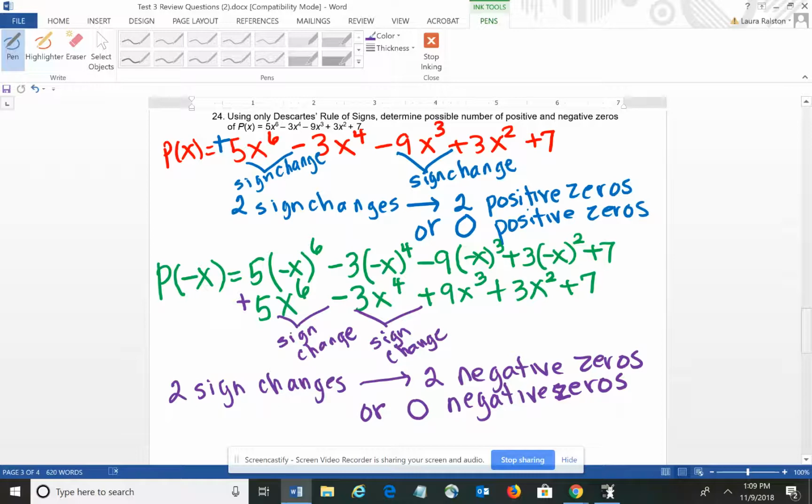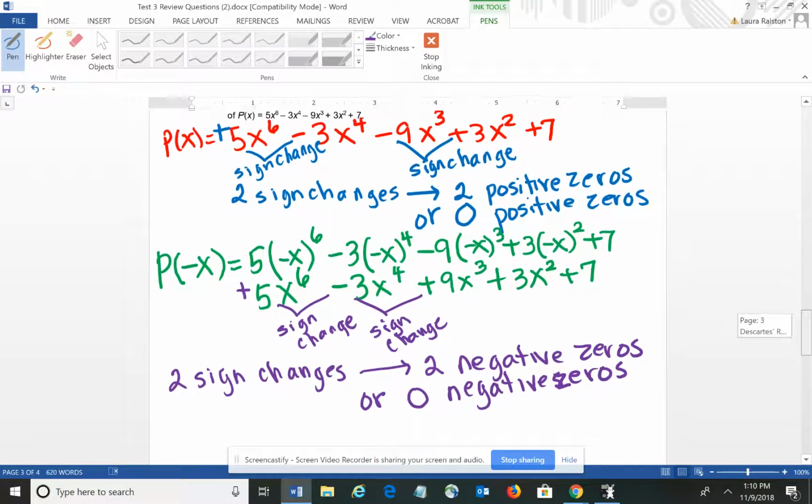So if I have 2 positive and 2 negative, then there's 2 that are outstanding, and most likely I would anticipate that those are imaginary solutions. Again, it doesn't tell me what the solutions are, but it tells me how many to look for. So I know when I found 2 positive zeros, I can stop looking for positive ones. Or when I find 2 negatives, I can stop looking for negative ones.